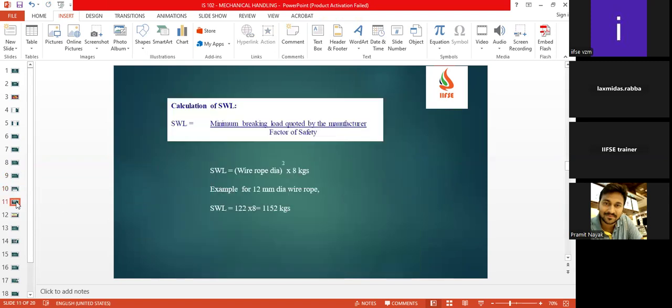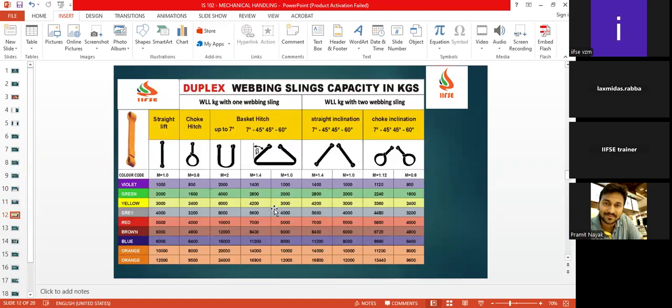Again, for calculating the SWL, we have the basic formula: the minimum breaking load quoted by the manufacturer and a factor of safety. The factor of safety is also given by the manufacturer itself. If you have web links in your organization, there they will give the factor of safety as 1:5 or 1:7. 1:7 means 7 times the load, which is the breaking point. If you apply that on that specific sling, it will break immediately.